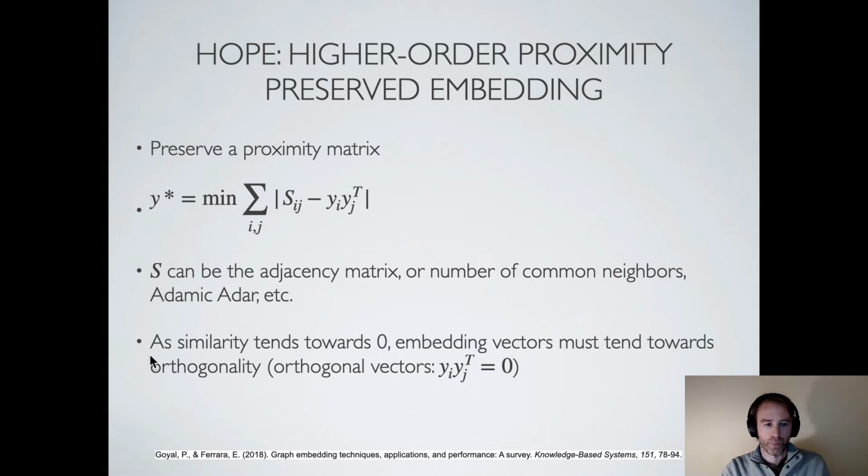And the idea of this objective function is that as the similarity tends towards 0, the embedding vectors must tend towards orthogonality. So basically, if the similarity is around 0, so you have very low similarity, then the vectors of the nodes must be orthogonal, and orthogonal vectors have a value of 0 when they are multiplied.